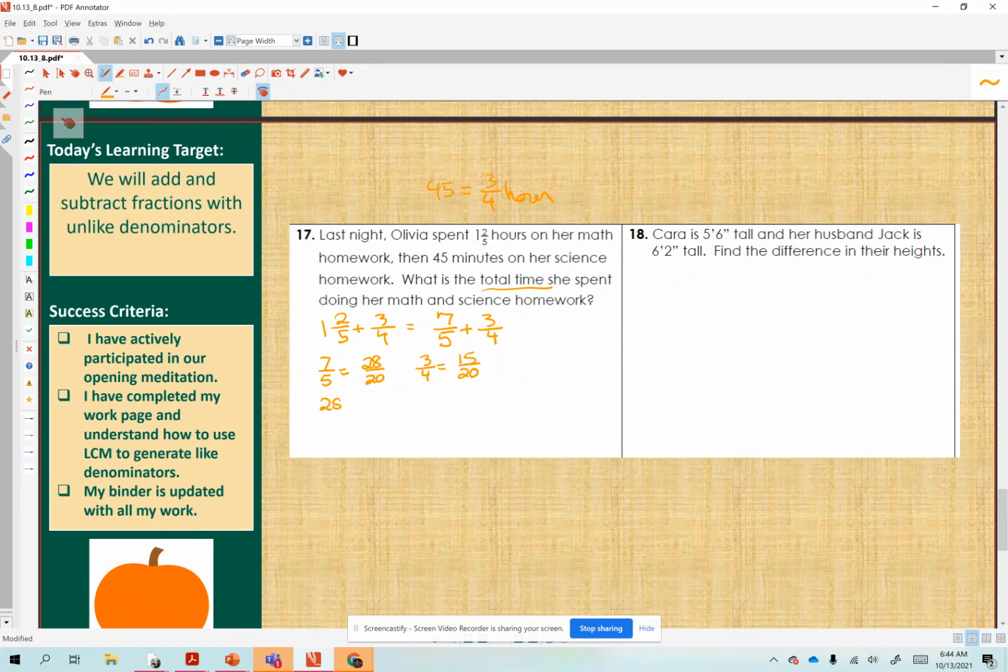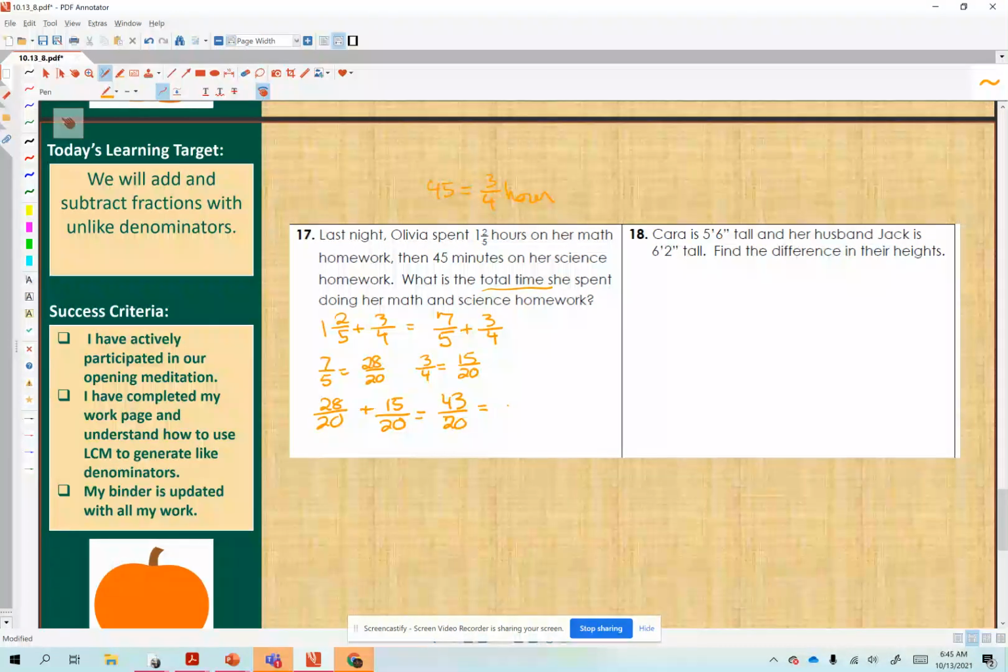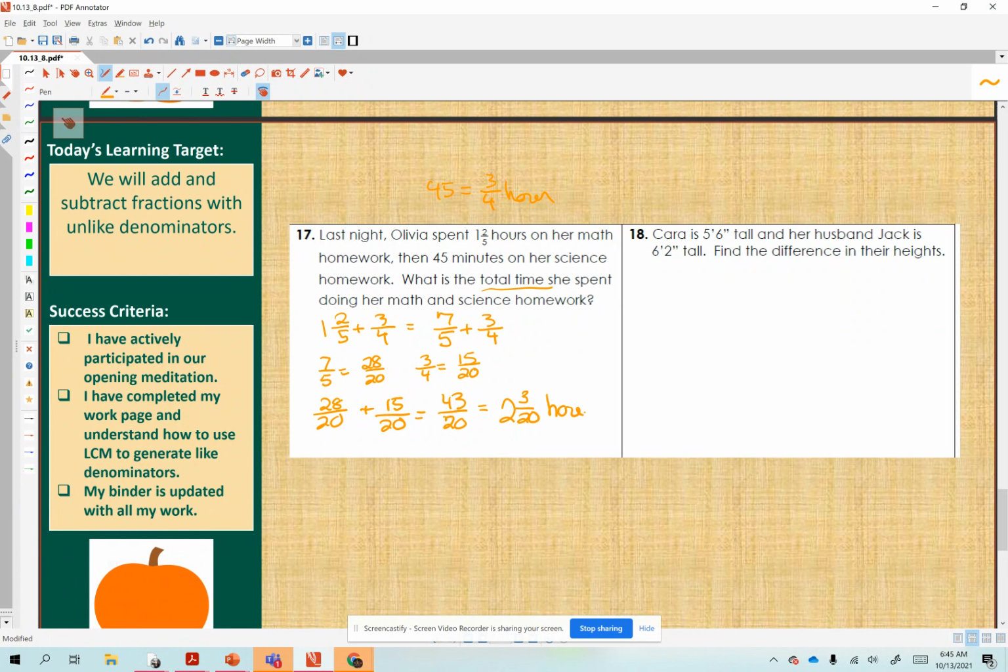So 28/20 plus 15/20 equals, oops, should have written 20 there, 43/20. And 43 divided by 20 is 2, with 3/20 left over. So it was 2 3/20 hours Olivia spent on her homework. Good girl for working that hard.